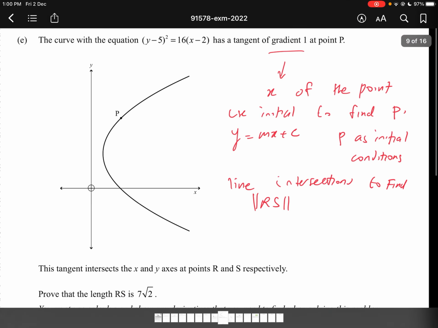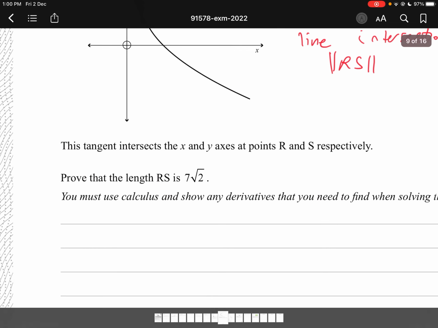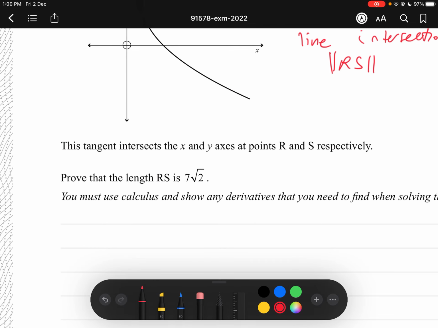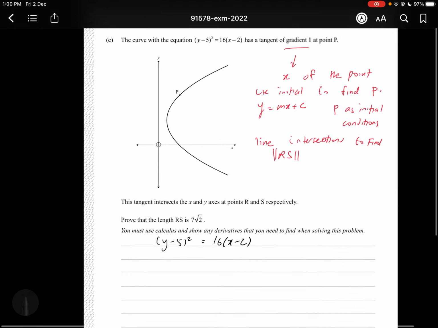Alright, so let's differentiate first to find dy on dx. So for this question, we have y minus 5 squared on the left-hand side. In this case, I much prefer to use implicit differentiation, because when you take the root, you have the positive root and the negative root, and that makes your life a lot more difficult. So I would recommend you just use implicit differentiation in order to evaluate this expression. So we have y minus 5 squared equals 16 times x minus 2, I believe it was, yeah.